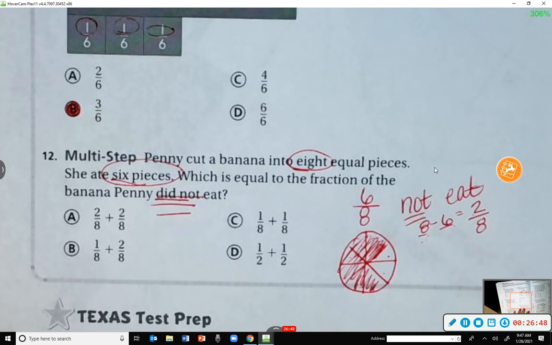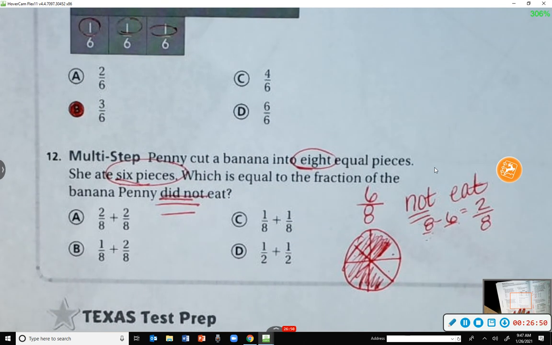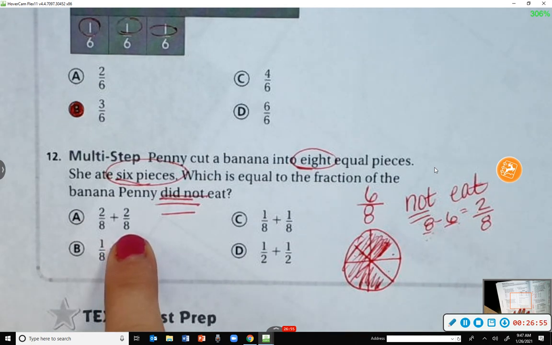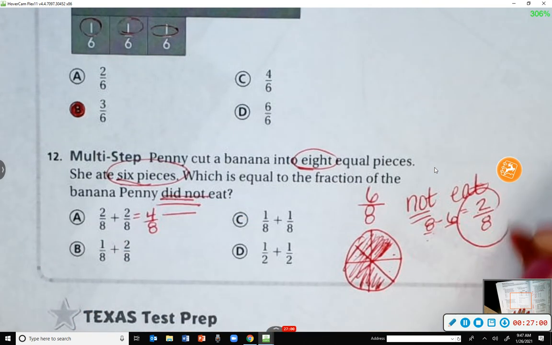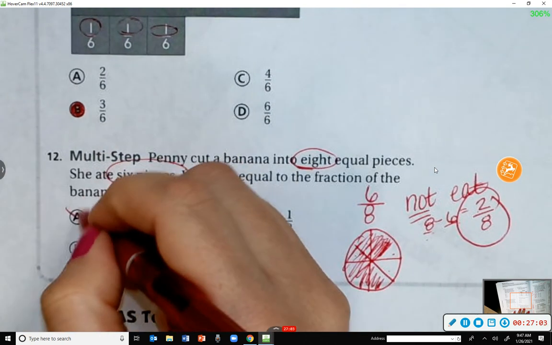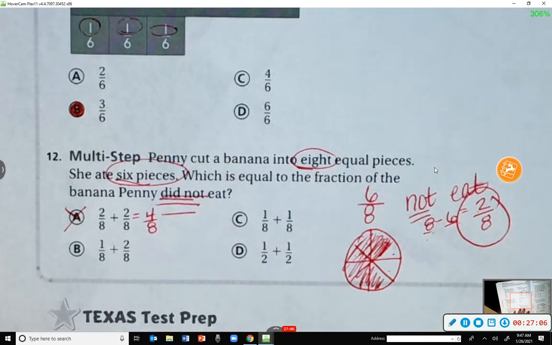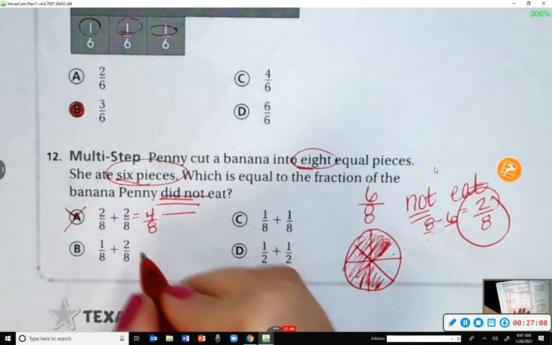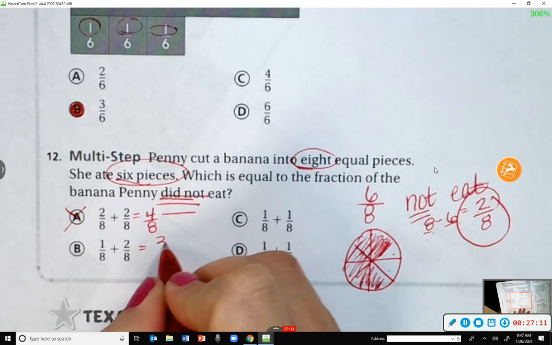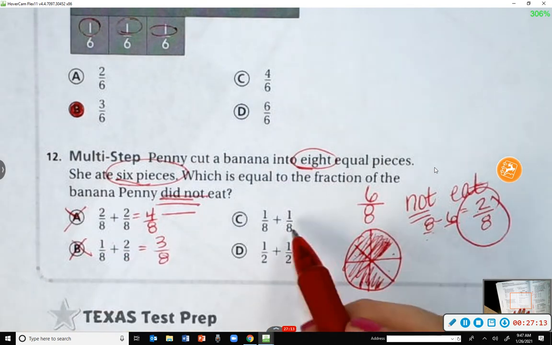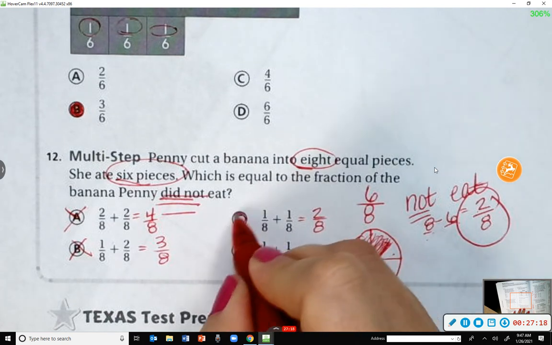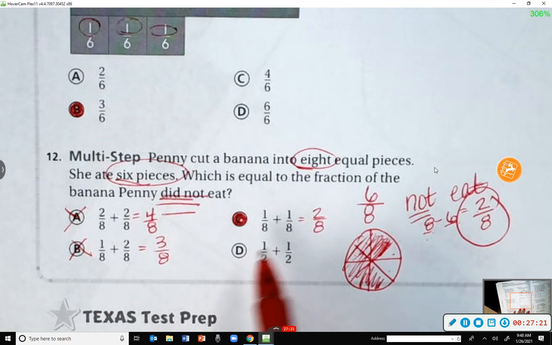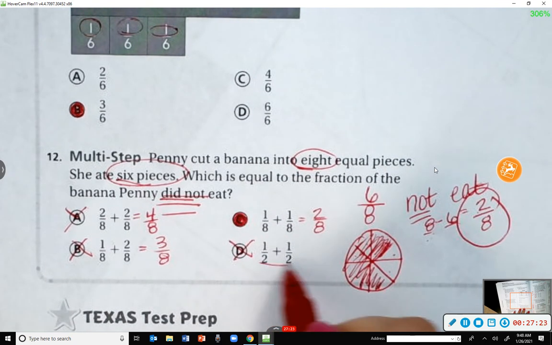Okay? So which is equal to the fraction she did not eat? Well, 2/8 plus 2/8 is 4/8. So it can't be A. We don't need 4/8. We need 2/8. Okay? What about B? No, what does it equal? 3/8. C? Yes. 2/8 is how much she did not eat. So C is correct. D doesn't even have the right denominator.